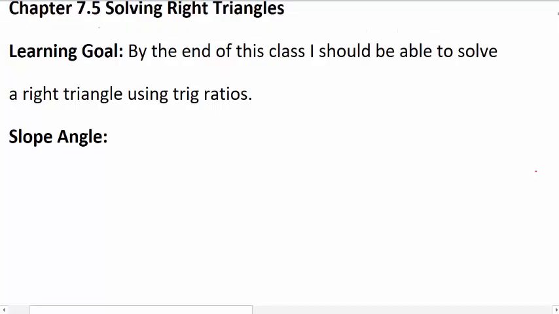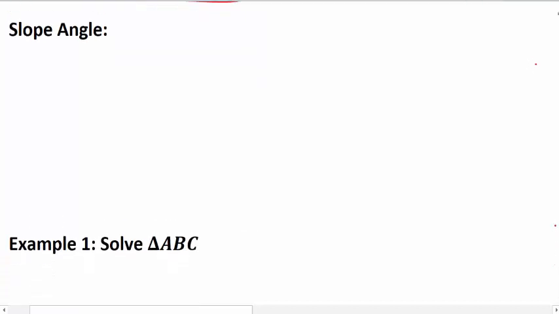Alright, so this is chapter 7.5, solving right triangles. The learning goal is, by the end of the class, you should be able to solve a right triangle using trig ratios and solve word problems as well. Now, let's talk about slope angles.